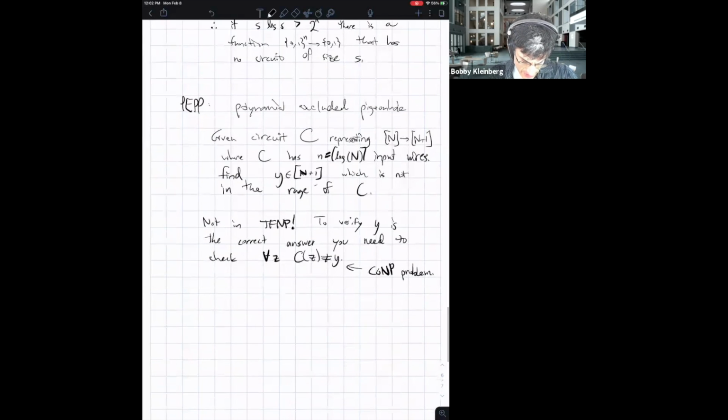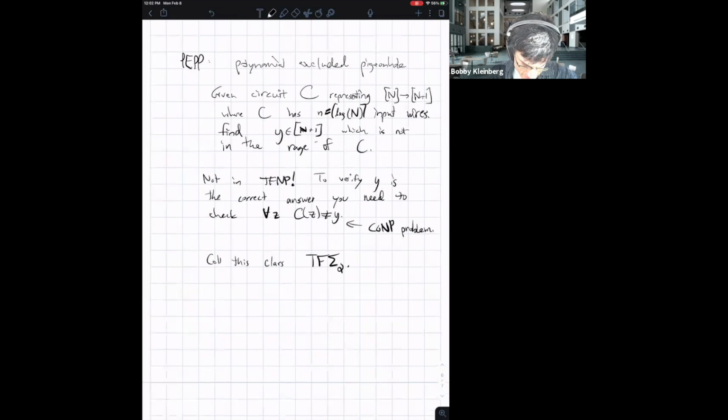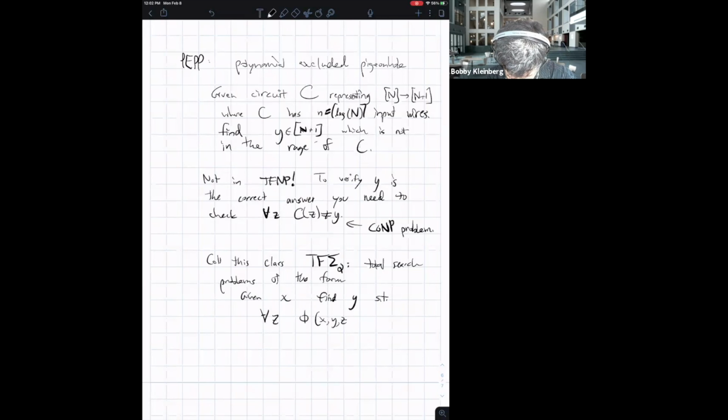And so it's natural to call this class TF sigma 2 rather than TFNP. So a total search problem is in TF sigma 2 if it is a total search problem of the form: given X, find Y such that for all Z, phi of X, Y, Z.